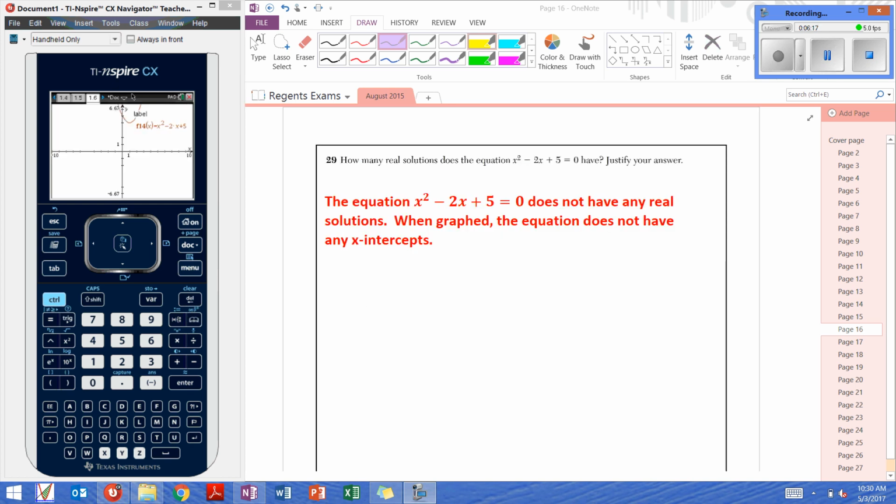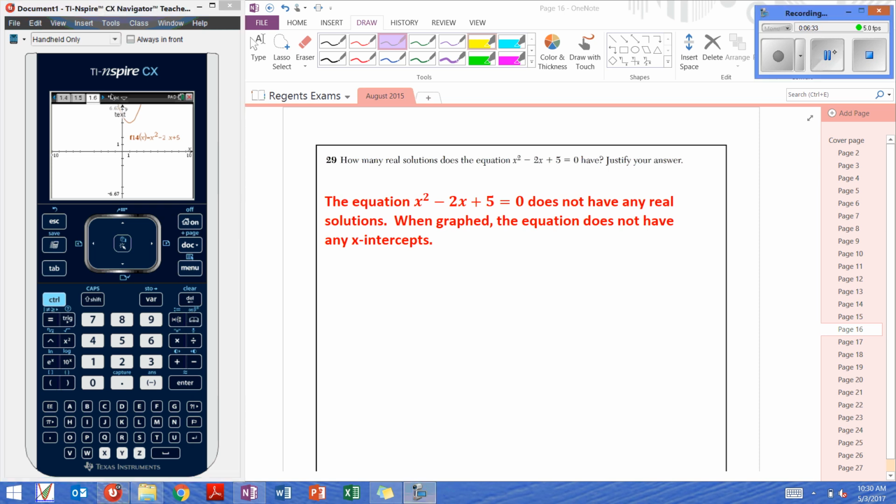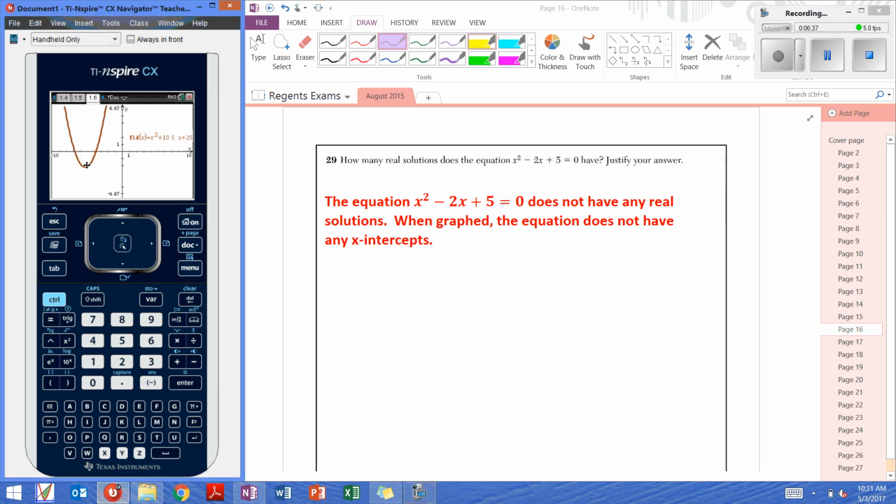In 29, there were a few ways to do this question. The easiest one, I think, was to graph it on your calculator and interpret the graph. So I graphed x squared minus 2x plus 5. Notice that it did not have any x-intercepts, so therefore it doesn't have any real solutions. Now, had I graphed it and it looked something like this, we would have said it had 2 real solutions because it had 2 x-intercepts.